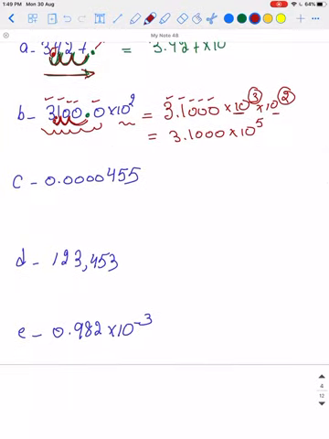Part C, again, this number is not in scientific notation. I want to change it into scientific notation. The original point is here this time, to the left. I want the point to be here, such that it makes a number between 1 and 10, 4.55. Let us see how many displacements to the left we have. So we have 1, 2, 3, 4, 5 to the left. So the power should be negative. So 4.55 times 10 to the negative 5.